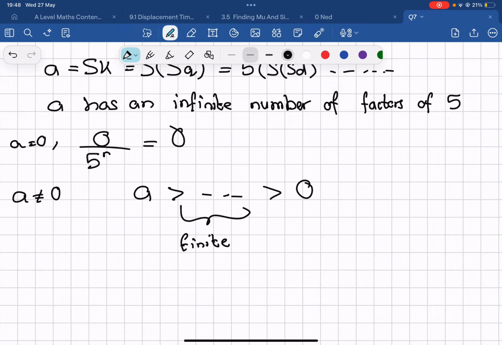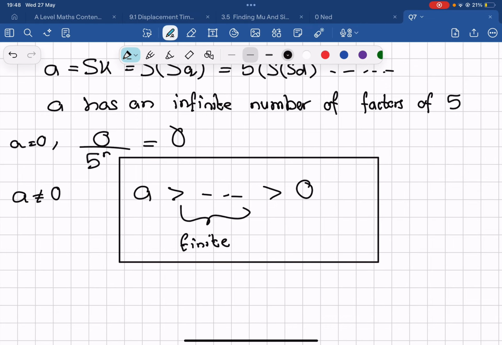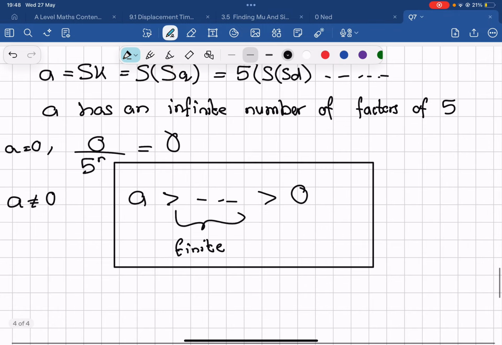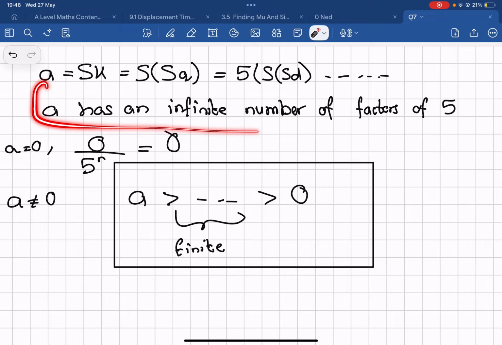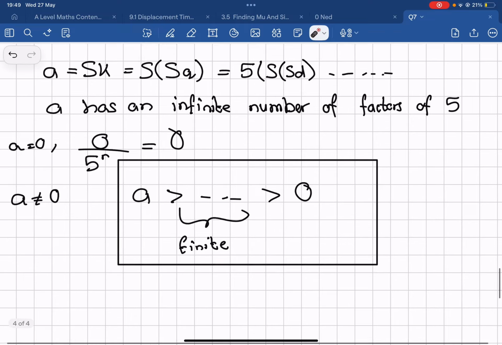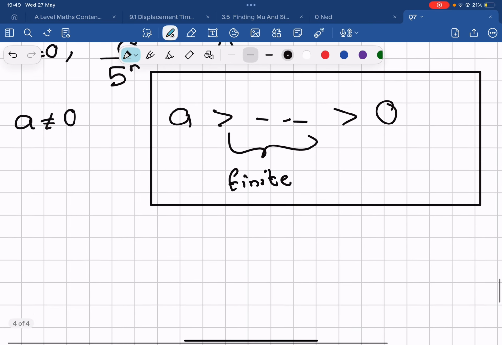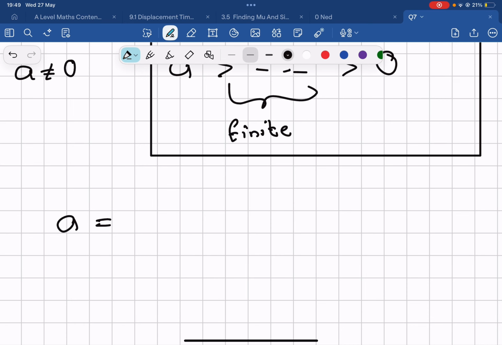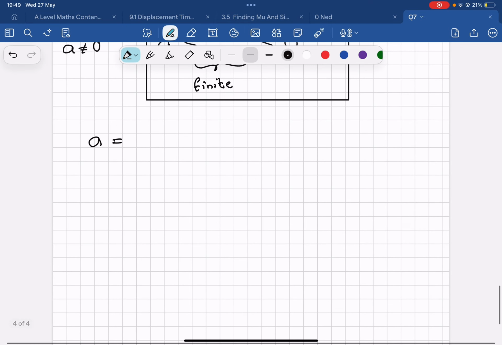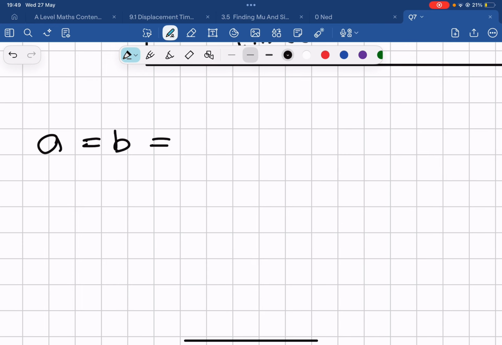Well, this can't be true. That's obviously a contradiction to this statement. This statement comes from infinite descent. So if there's a finite number of numbers between 0 and a, then this above condition cannot be satisfied. Therefore, the only integer a can equal is 0. And we could apply the same logic for b and c. So then we get to the conclusion that a equals b equals c equals 0.